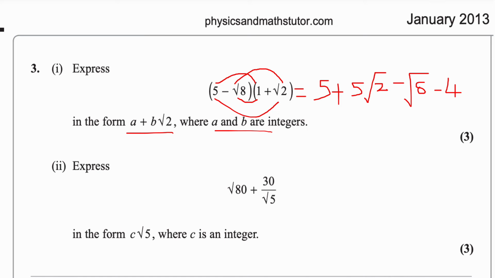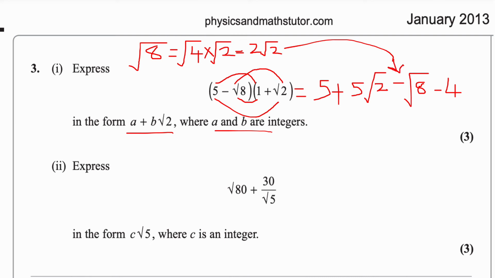Now root 8 here can be simplified. Root 8 is root 4 times root 2. Well, the square root of 4 is going to be 2, so I'm going to have 2 lots of root 2. So now I can start collecting like terms together. So replace that there. So that's now going to become minus 2 lots of root 2.